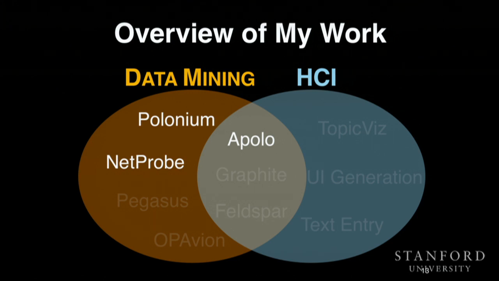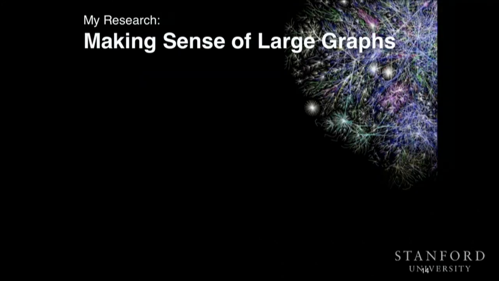Polonium is a system that does malware detection over a 37 billion edge graph. NetProbe is another system that does fraud detection on eBay. These two are purely data mining, but I will explain briefly why these techniques would be useful for HCI. And Apollo is a system for exploring large networks. It uses machine learning in the background, with visualization and interaction in the foreground, combining these two to help people explore networks. So these are the three systems that I will focus on.